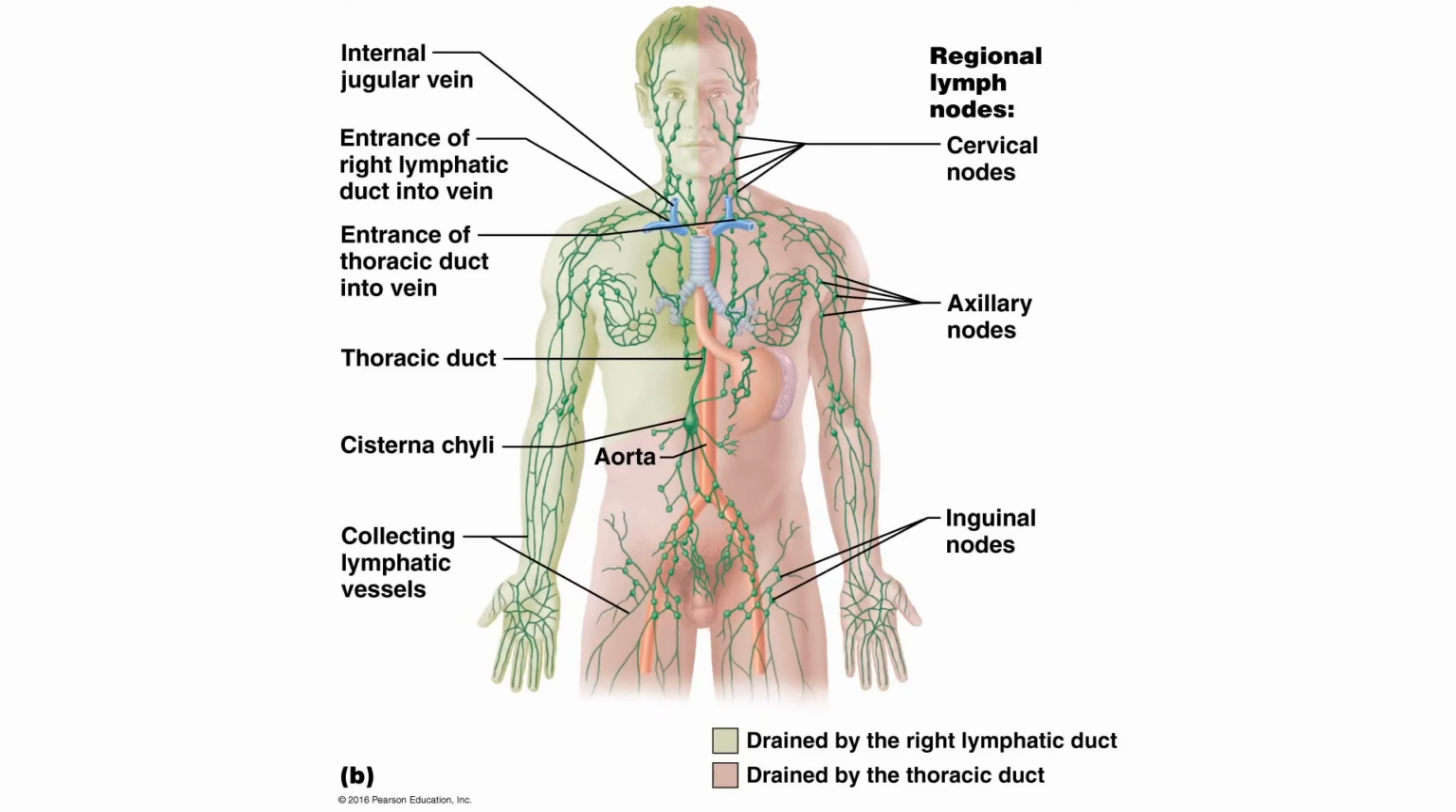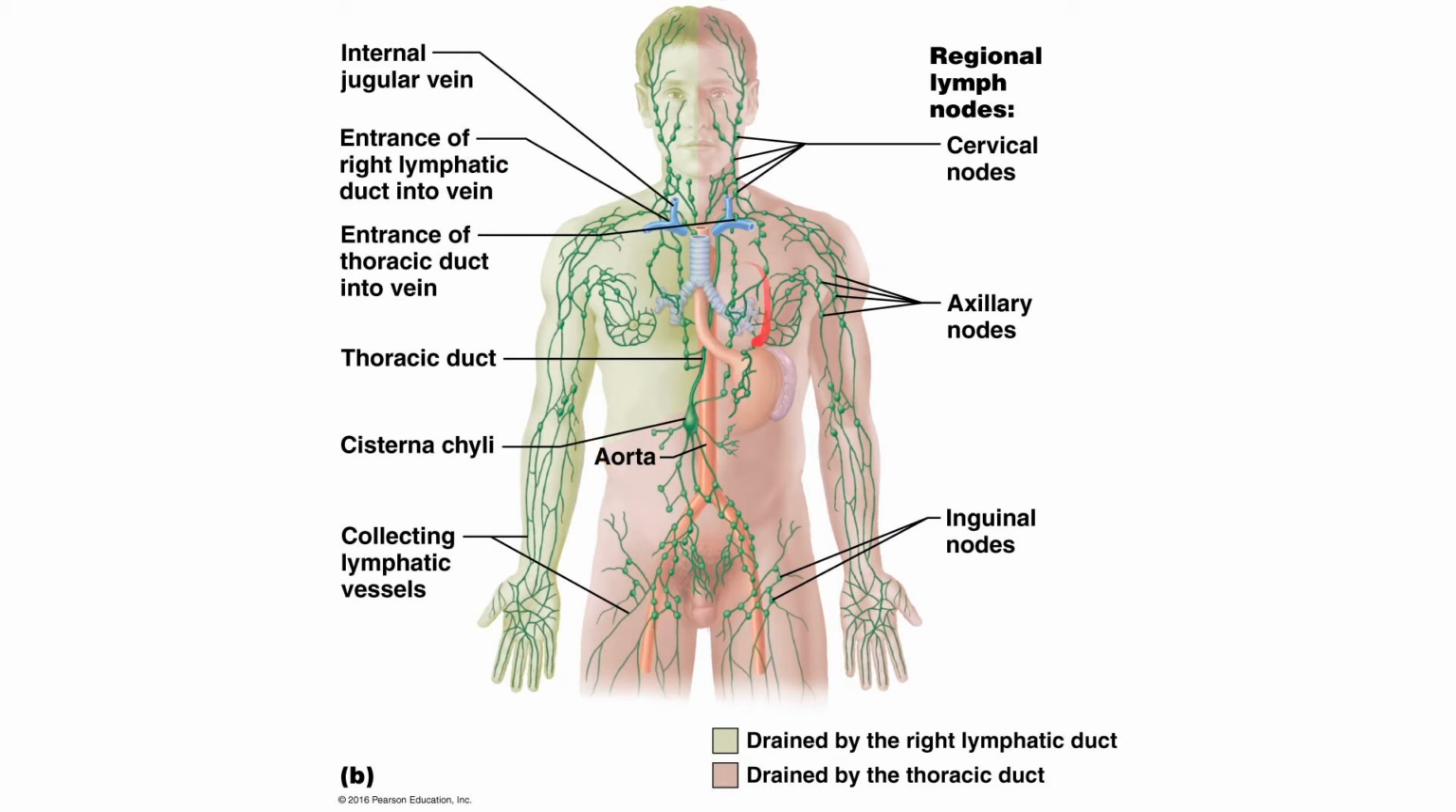Here is an overview of the lymphatic system. This is just kind of a general idea because the lymphatic system varies greatly from person to person. Your lymphatic vessels are not necessarily in the same spot as my lymphatic vessels. And this diagram is trying to show us the difference between the two ducts.